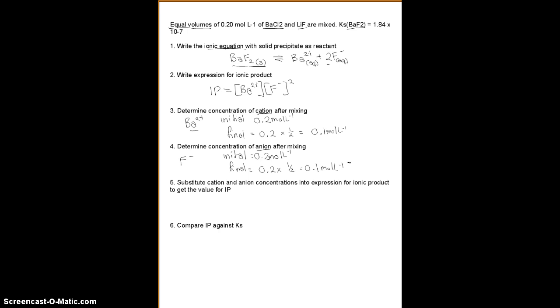Okay, now what we're going to do is take these two concentrations and insert them into the ionic product equation. So IP is equal to the concentration of Ba2+ times the concentration of F- squared, which is equal to 0.1 times 0.1 squared, which is equal to 1 times 10 to the power of negative 3.